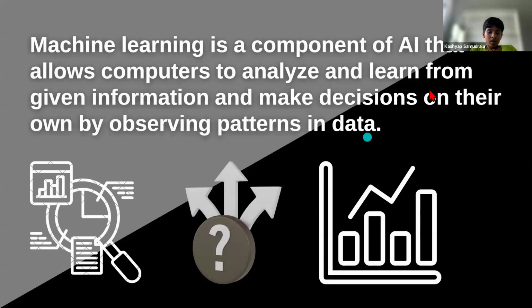not technically AI. It's more a part of AI, and that allows computers to analyze and learn from given information or data, and it makes decisions based on the patterns that it sees in the data. So it's like teaching a computer to get smarter by itself as it sees more examples and learns from them. So it's actually kind of similar to how we learn. Does anyone have any questions?